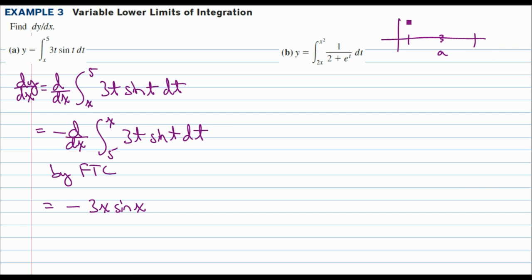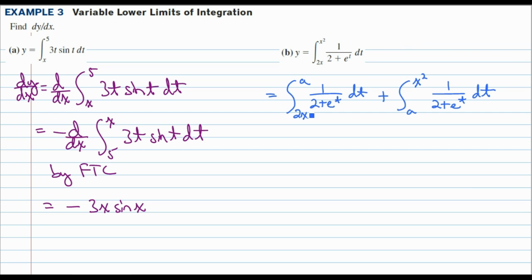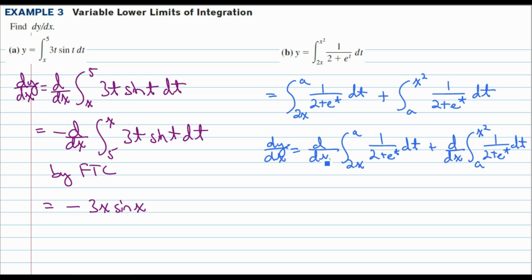So it's the derivative, or the antiderivative, from x squared to a, and then from a to 2x, then I have that constant. So I said this is the antiderivative from 2x to a of our function plus the antiderivative from a to x squared. So in total it would be 2x to x squared as the original problem was written. But now the goal is to find dy dx, so therefore dy dx would equal the derivative of the first part plus the derivative of the second part.